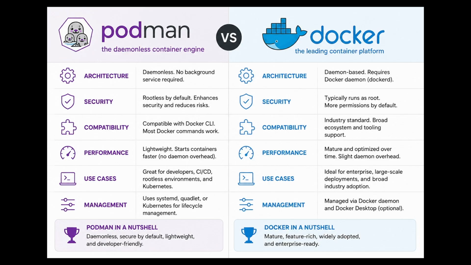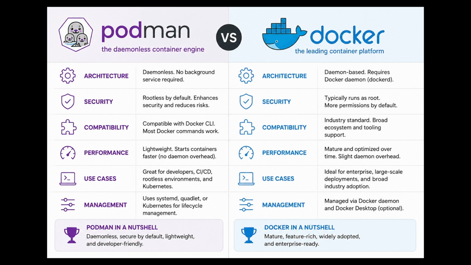We've already talked about the architecture, but let's talk about security for a second. Because Docker relies on that central daemon, if someone somehow exploits a container and gains access to that daemon, they essentially get root access to your entire server. With Podman's direct process model, your containers run rootless by default. If a container gets compromised, the damage is trapped inside that single process. It can't break out and hijack your machine.